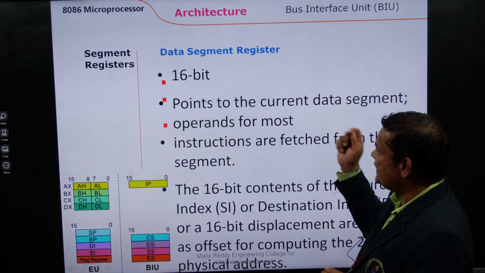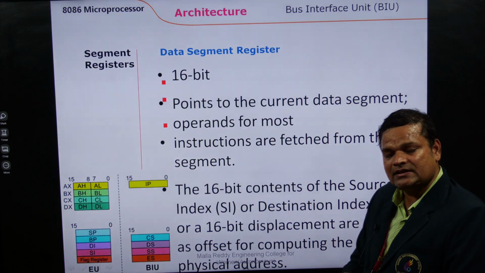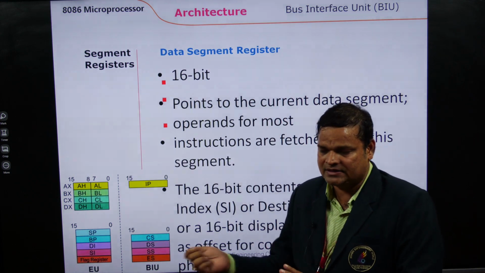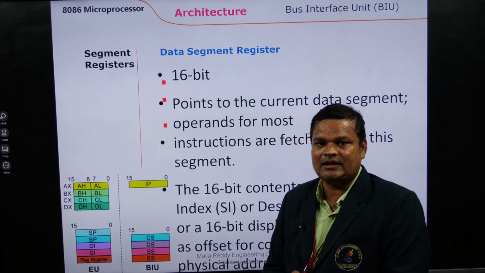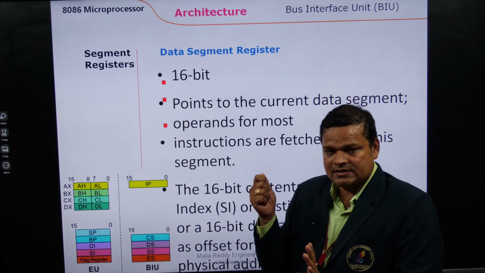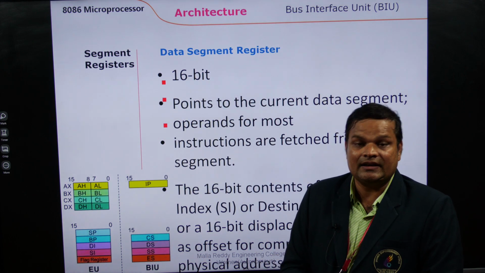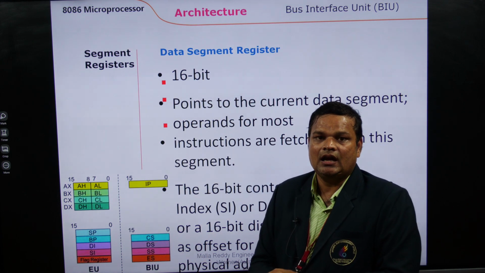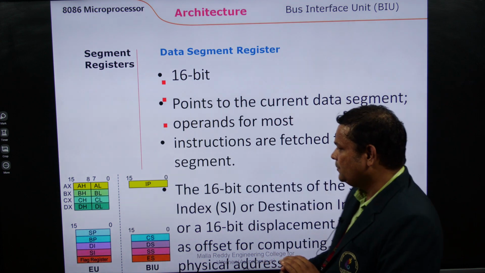Next comes the data segment register. The data segment register is also a 16-bit register. This data segment register holds the starting location of your data segment, and the data segment is the one which holds the operands, the data of the program.